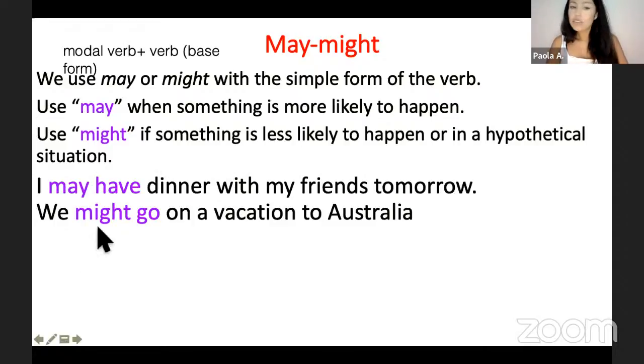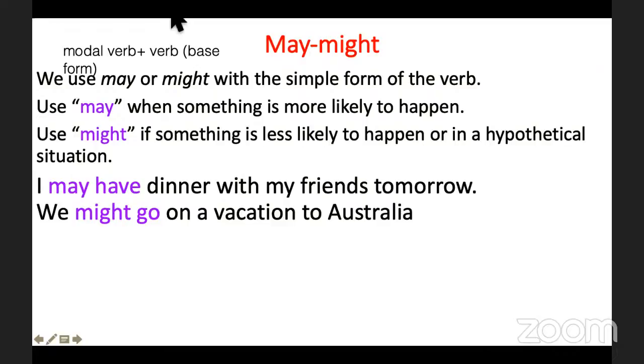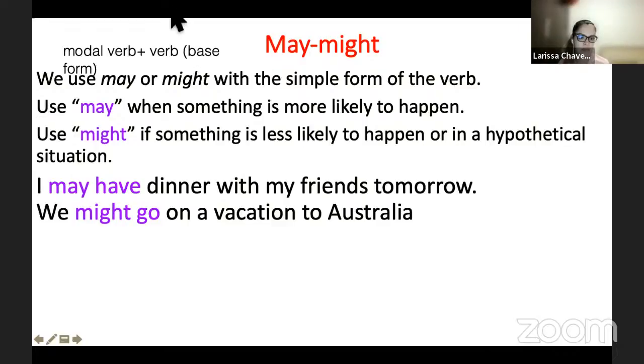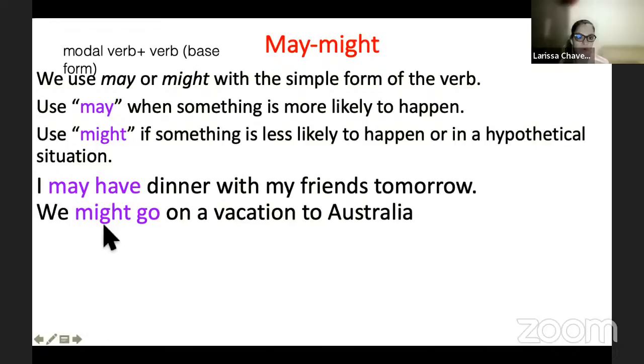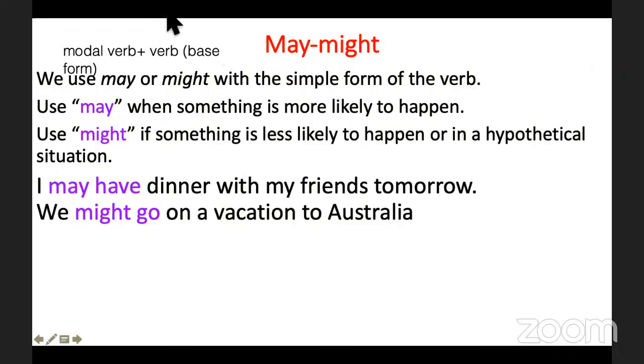So it's not the same if we say these two sentences. Remember, the meaning is very similar. However, one is a little bit more sure that it will happen and the other one is a little bit less. Larissa, could you read these two examples, please? I may have dinner with my friends tomorrow. We might go on a vacation to Australia. Excellent. Thank you very much.